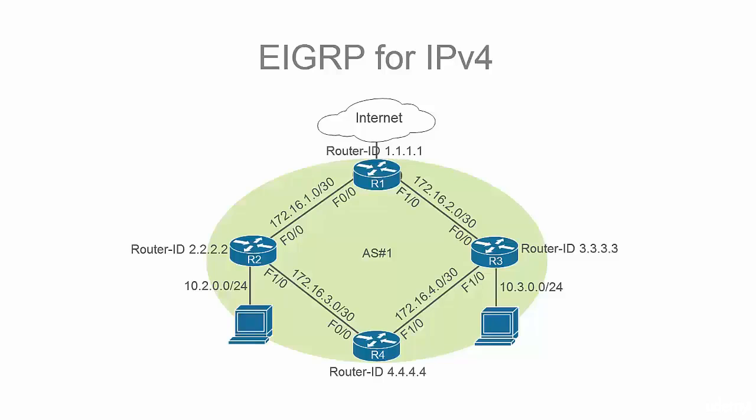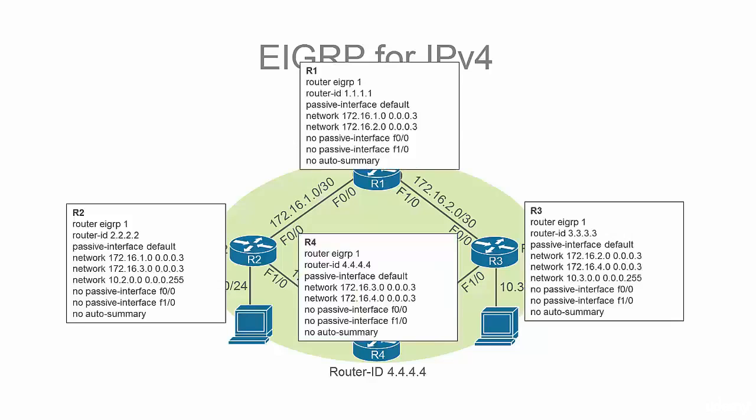Alright, let's jump into the lab to configure our EIGRP for IPv4 topology. Here's the topology we're going to be working with. First, we're going to configure EIGRP peerings between R1, R2, R3, and R4. And then we're going to advertise the local networks connected to R2 and R3. Here's what our base configurations look like.